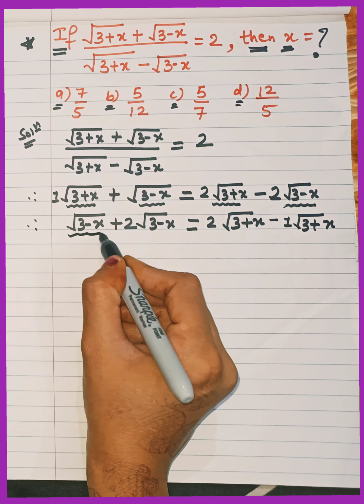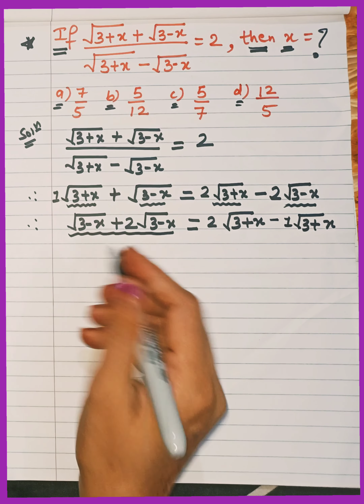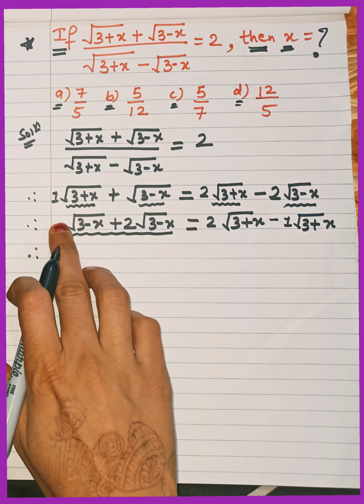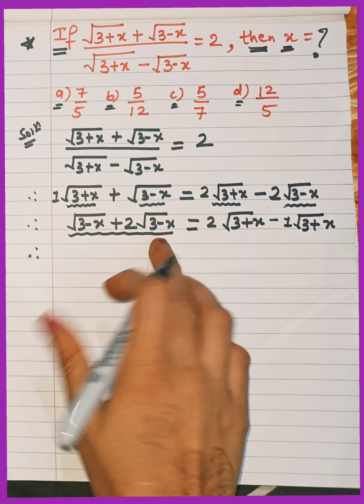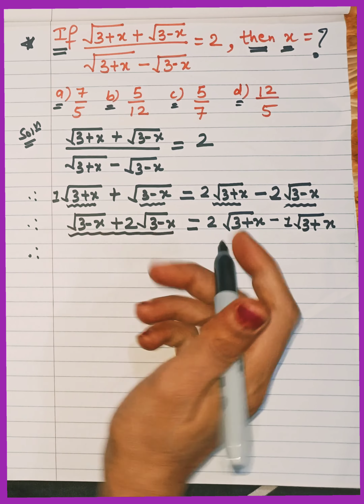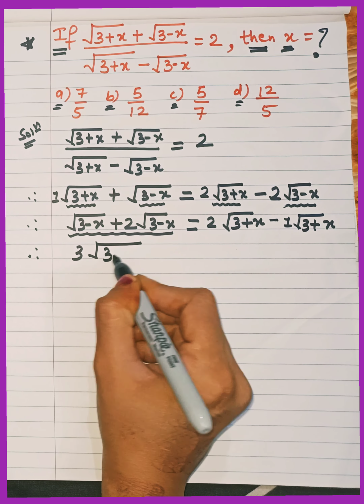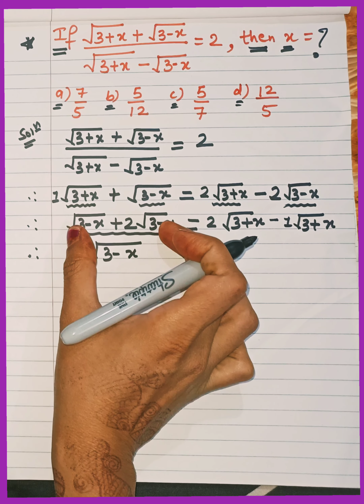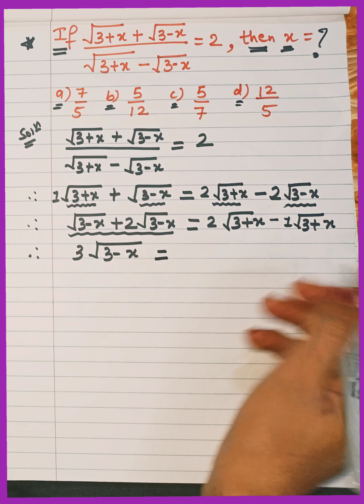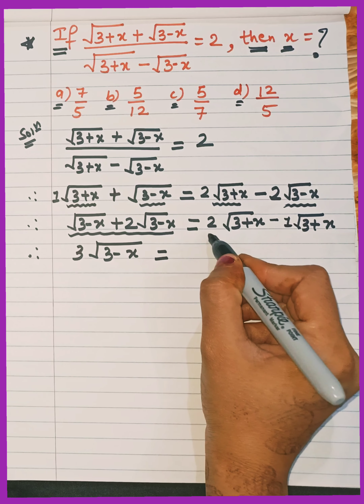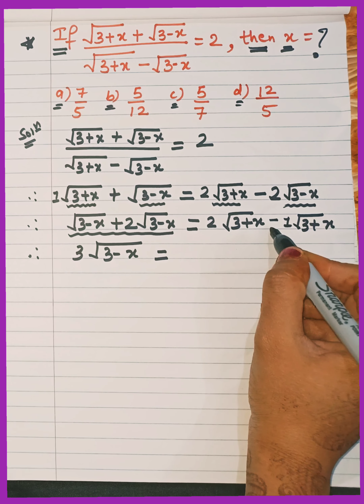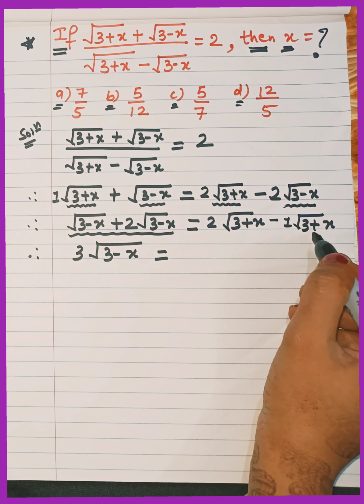Now these both terms can be added up. This is 1 times and this is 2 times square root of 3 minus x. So in total it will become 3 times square root of 3 minus x. So we are just combining this, equals to. Now coming to this side, 2 times square root of 3 plus x minus 1 times square root of 3 plus x.